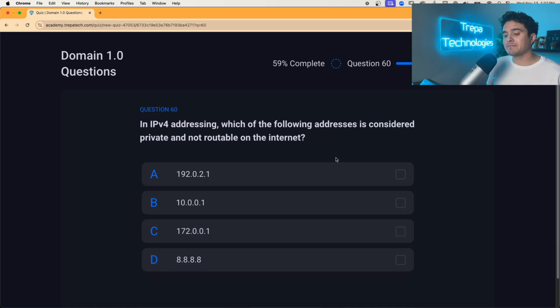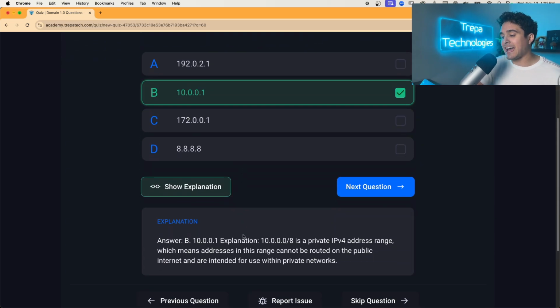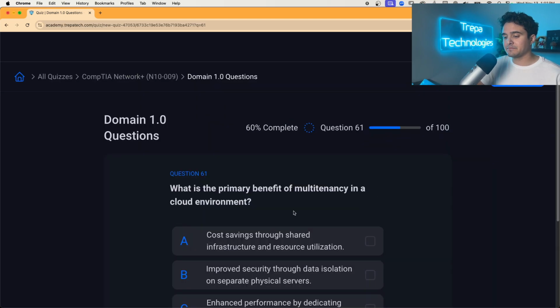Question 60. In IPv4 addressing, which of the following addresses is considered private and not routable on the internet? So we just went over what private IP addresses are. They're RFC 1918 addresses with a class A, B, and C range. Let's check out which one fits that. That's going to be B. That's going to be in the class A range of the private IP addresses. Pause the video if you'd like to read the explanation.